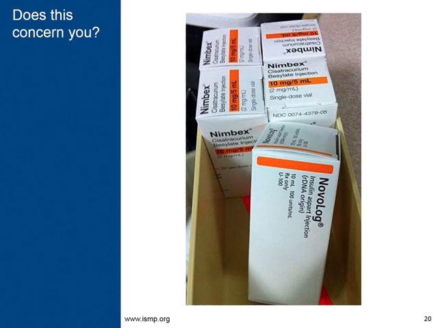But before I show you what that could look like, here's why. If you look at this bin, this is a real picture. On the right side, you can see, in the back, Nimbex. But what you see in the front is Novolog. Novolog is a type of insulin. If these two products got mixed up, that could have devastating consequences for the patient.